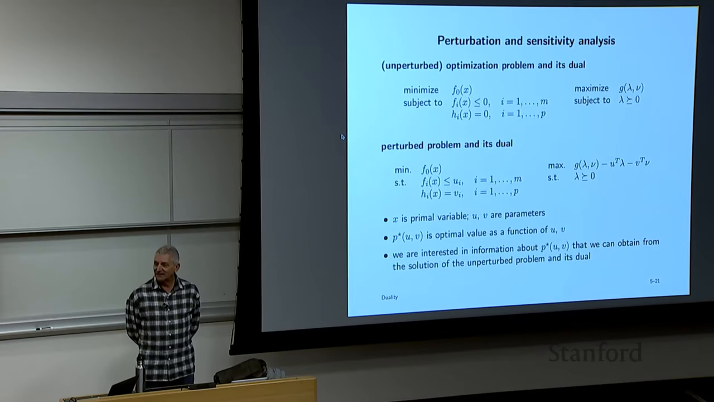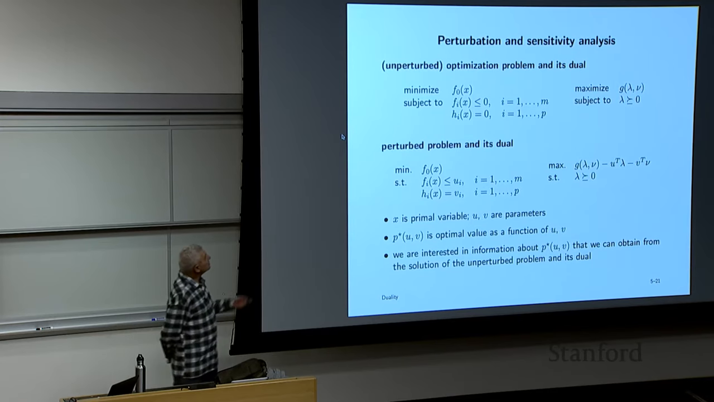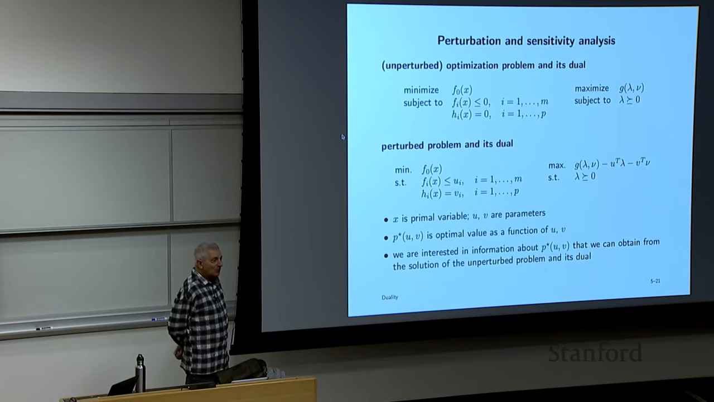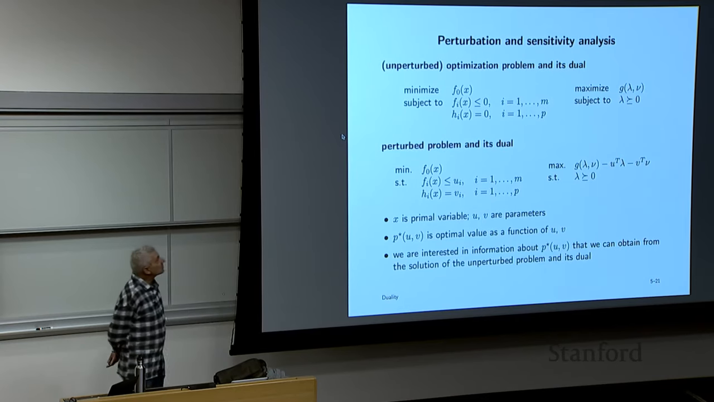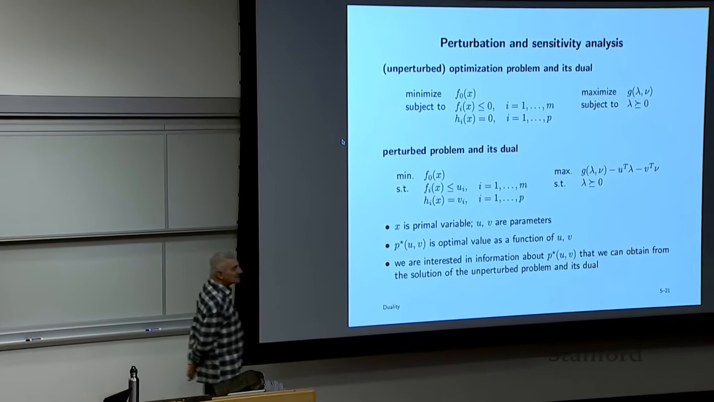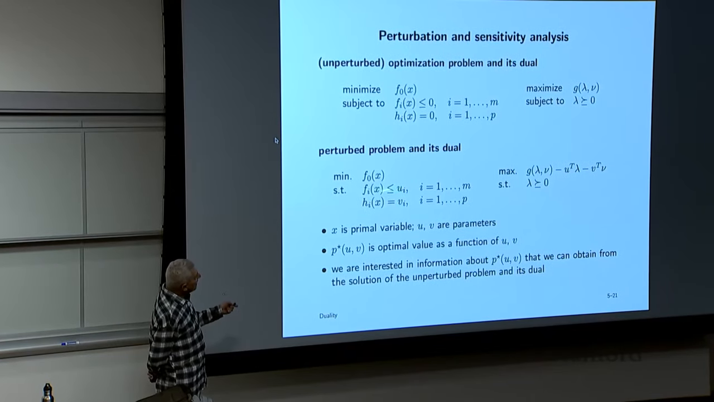Okay, now we get to a very cool and incredibly practical and useful application of duality. Here's your original problem. Now what we're going to do is imagine perturbing the constraints. Perturbing the constraints means we're going to change the right-hand side. So here, I'm going to put a u_i for the inequality constraints and a v_i for these.